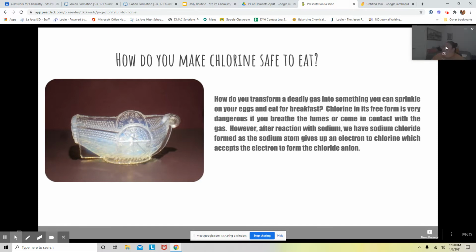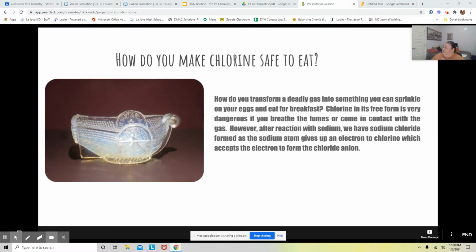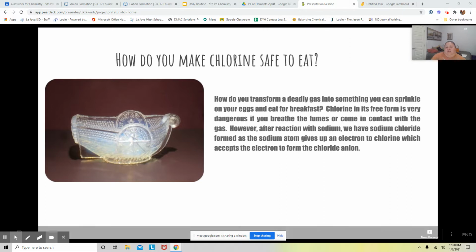All right, guys. So if you ever come into contact with chlorine on its own, it can be extremely dangerous. Just like it said, if you breathe the fumes or you somehow touch it or get exposed to it, it could do some harm to you. But once it undergoes a reaction with sodium, right? Sodium loses an electron, chlorine gains the electron. You make ordinary table salt, right?